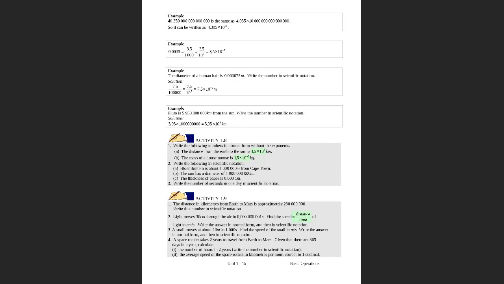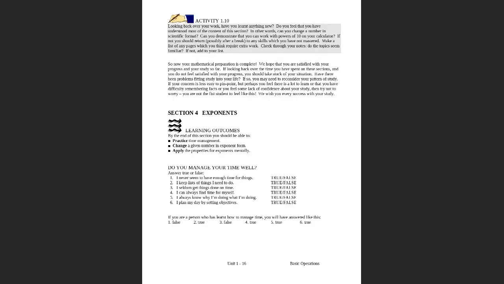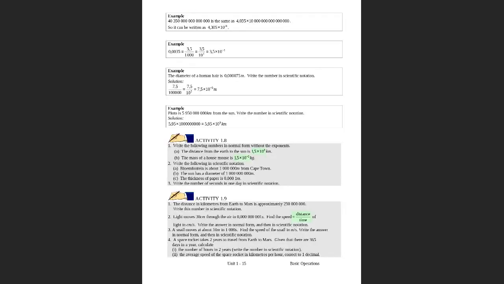Luazi, you did the first one. So what's the problem with the last question? It's just the last question that I had a problem with, the first one in question 4. Okay, the last one says the average speed of the space rocket in kilometers per hour. Is that the question you are asking? Yes, exactly. Okay, sure. Now, the first one says, let's read the question again. It says that the space rocket takes 2 years to travel from Earth to Mars. Given that there are 365 days in a year, calculate the number of hours in 2 years.